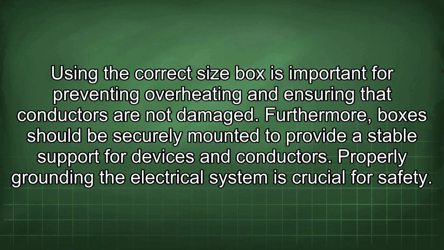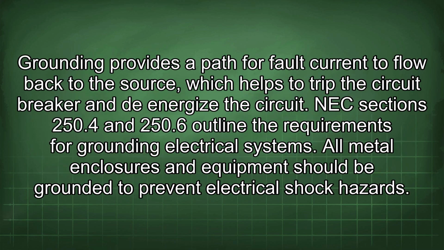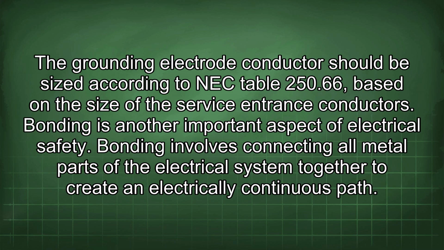Properly grounding the electrical system is crucial for safety. Grounding provides a path for fault current to flow back to the source, which helps to trip the circuit breaker and to de-energize the circuit. NEC Sections 250.4 and 250.6 outline the requirements for grounding electrical systems. All metal enclosures and equipment should be grounded to prevent electrical shock hazards. The grounding electrode conductor should be sized according to NEC Table 250.66 based on the size of the service entrance conductors.